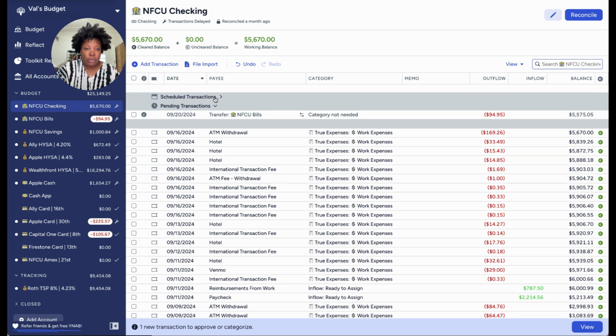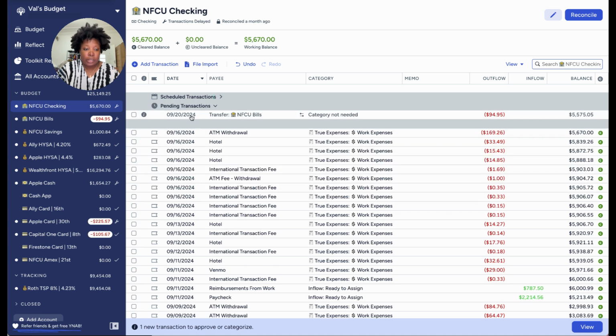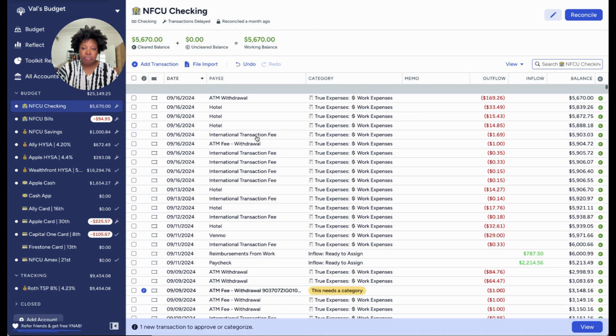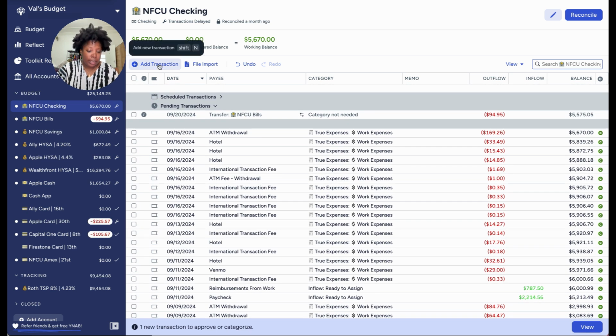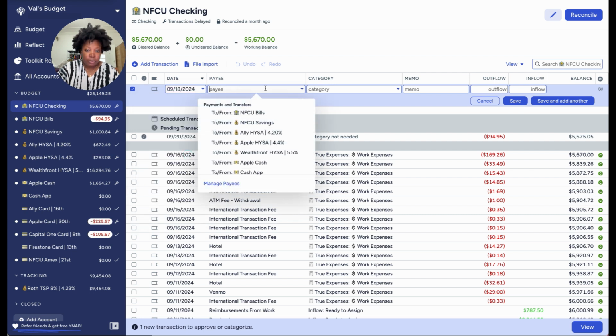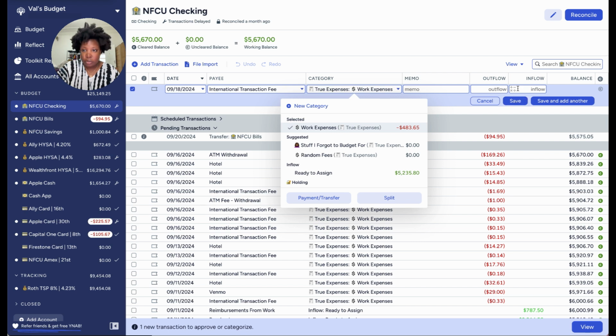So we're gonna have to add 3 transactions because they're not showing here. And it does show that right now my transactions are delayed by 2 days. So let's just go ahead and manually add these 3 transactions. So this is for the 18th of September. We have an international transaction fee for $3.20.